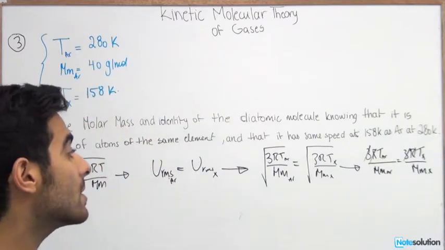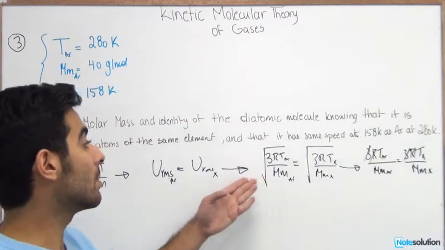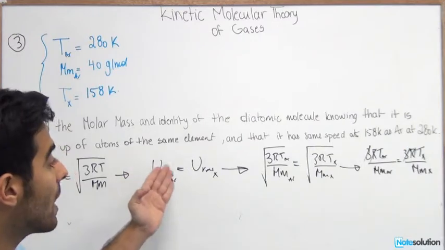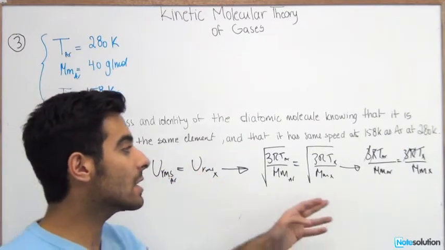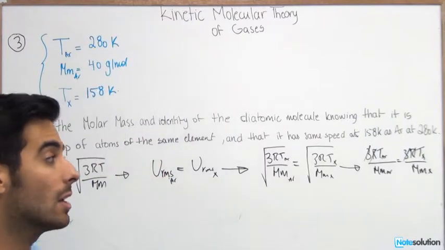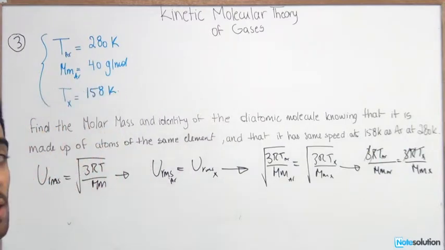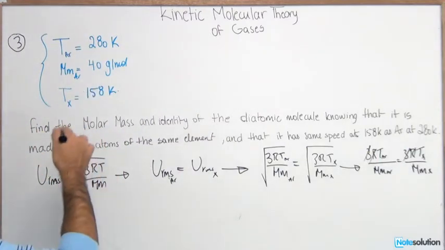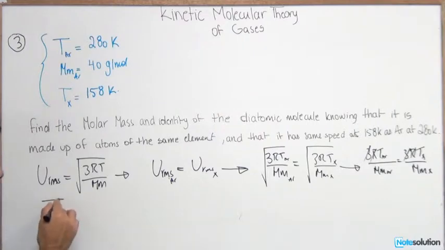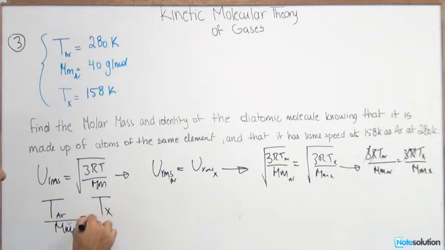And this happens every single time we use a comparison between two speeds. If we have a comparison between two speeds, every single time the R does not change from one element to the other. So the R is constant, so you can cancel it off. And the 3 is not changing, so we can cancel it off too. So from now on, when you see such questions, you could right away start with the T of the element that you have, let's say argon in this case, over molar mass of argon equals the temperature of our X unknown over the molar mass of our unknown. So that's pretty straightforward.